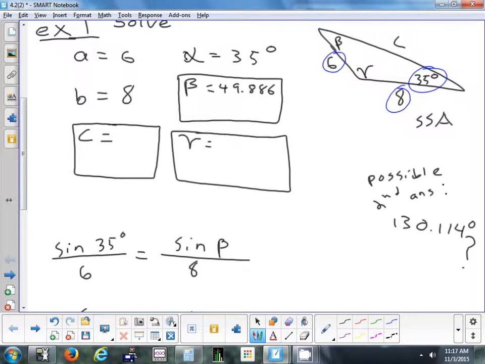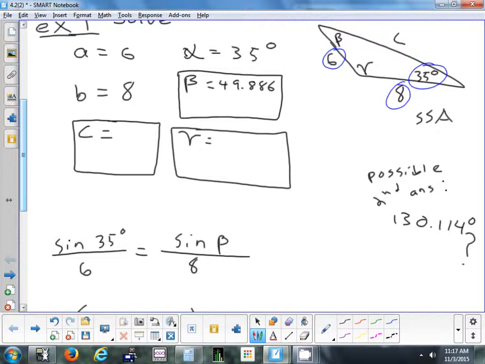Does that second answer work? Yes. Think about the angle you were given and the one we just found. Do they add up to more than 180? No. No, so it does work. If you add them up, you only get 165. Right? So that's a second answer for beta.